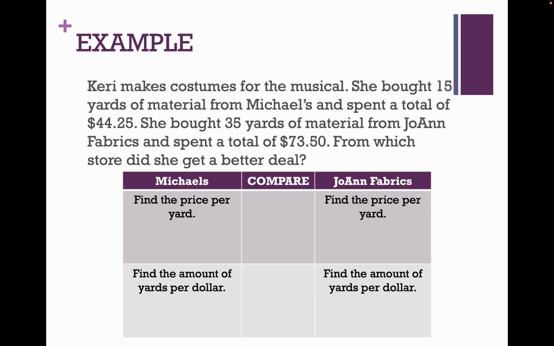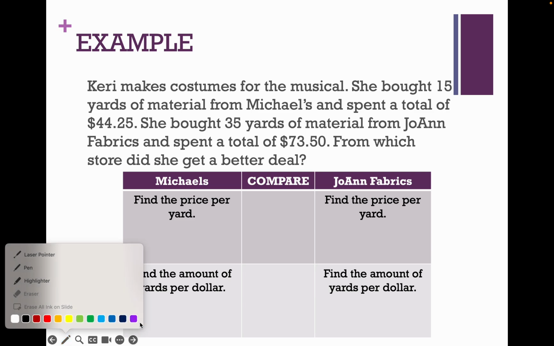Carrie makes costumes for the musical. She bought 15 yards of material from Michaels and spent a total of $44.25. She bought 35 yards of fabric material from Joann Fabrics and spent a total of $73.50. From which store did she get a better deal?